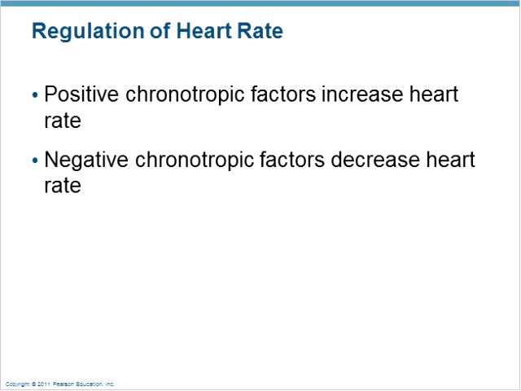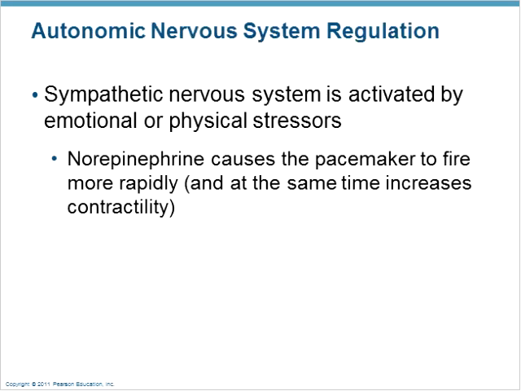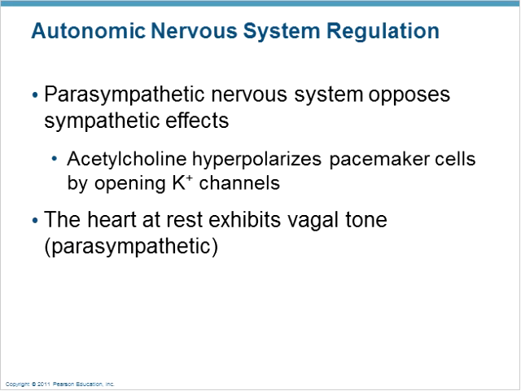In the regulation of the heart, positive chronotropic factors increase the heart rate, negative chronotropic factors decrease the heart rate. In the autonomic nervous system regulation, the sympathetic nervous system is activated by emotional or physical stressors. Norepinephrine causes the pacemaker to fire more rapidly and at the same time increases the contractility of the muscle proper. The parasympathetic nervous system opposes the sympathetic effect. Acetylcholine hyperpolarizes the pacemaker cells by opening potassium channels. The heart at rest exhibits a vagal tone, which is parasympathetic.